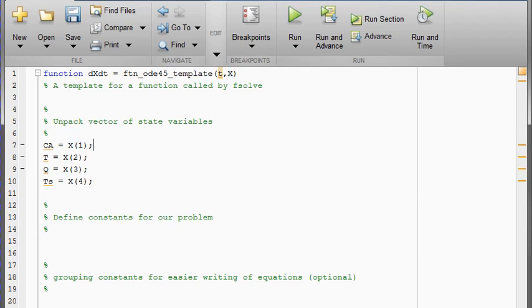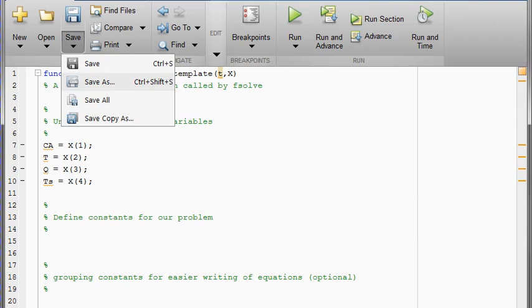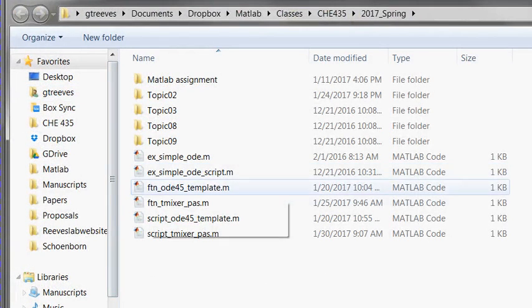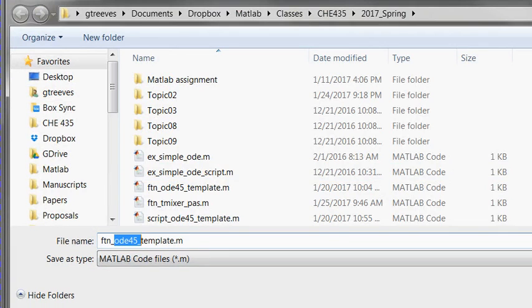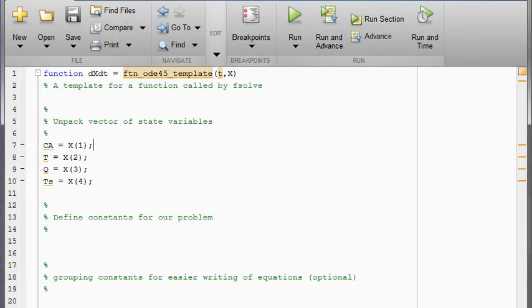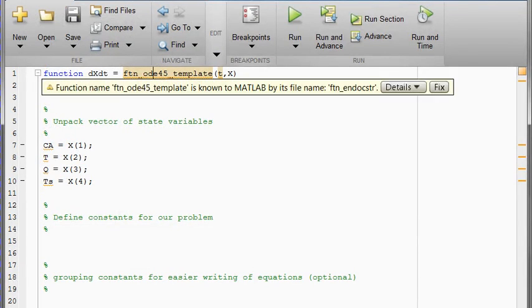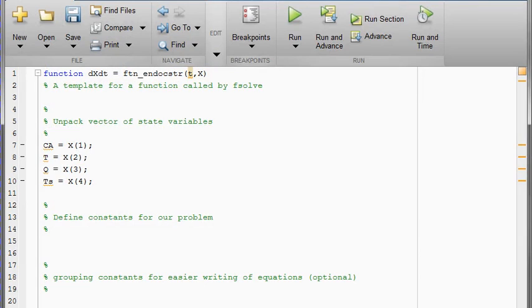Now before I go any further, I want to save it, but I don't want to save over my ODE45 template, so I'm going to save as, and I'm going to save this as something called function endoCSTR. Now as soon as I save it as a different file name, Matlab will complain to me that the file name does not match the name of the function as given here, so I will just change that quickly.